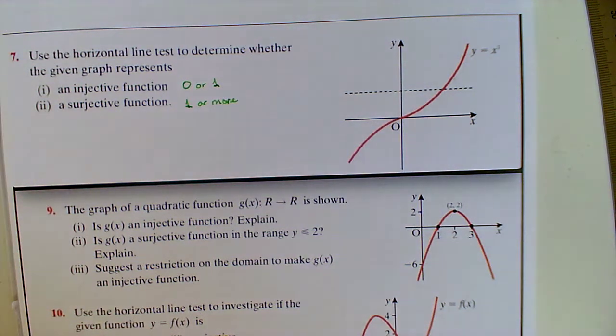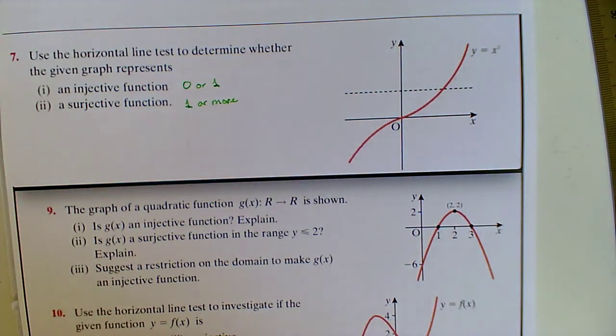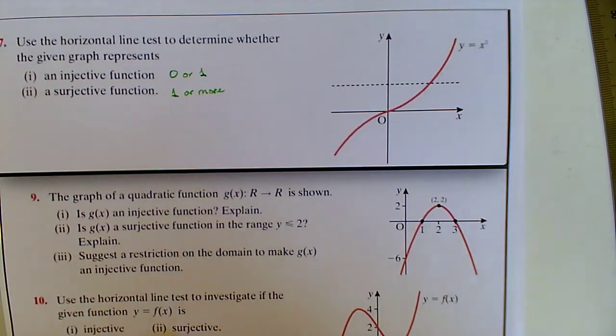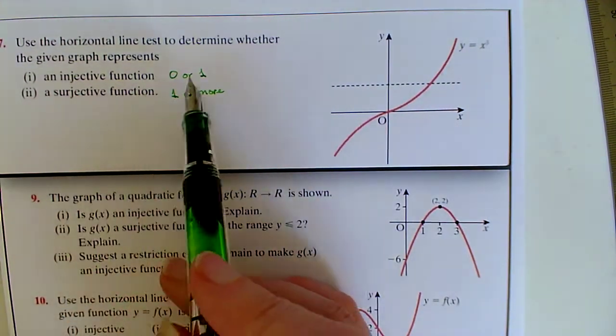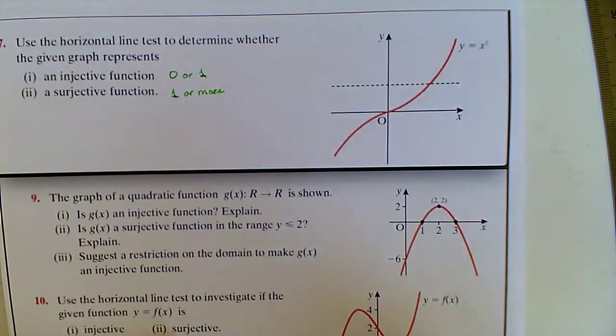Good morning. Let's go through the homework questions that you had on Monday. So question 7 should have been really straightforward because we've done exactly this question in the notes. Now normally cubic functions won't be injective because a horizontal line will usually cut it more than once. And an injective function must either never be cut or be cut at most once.